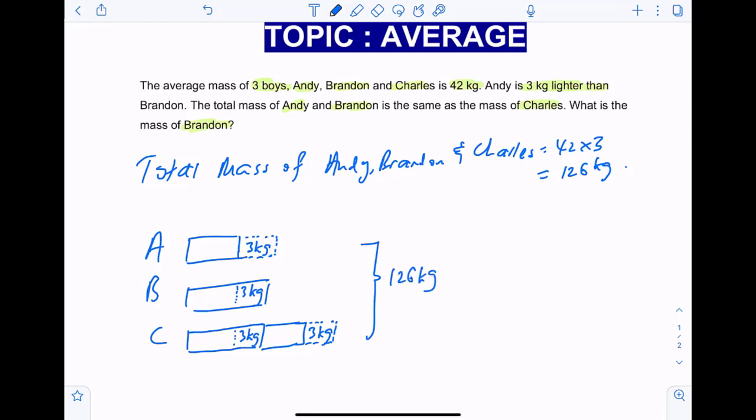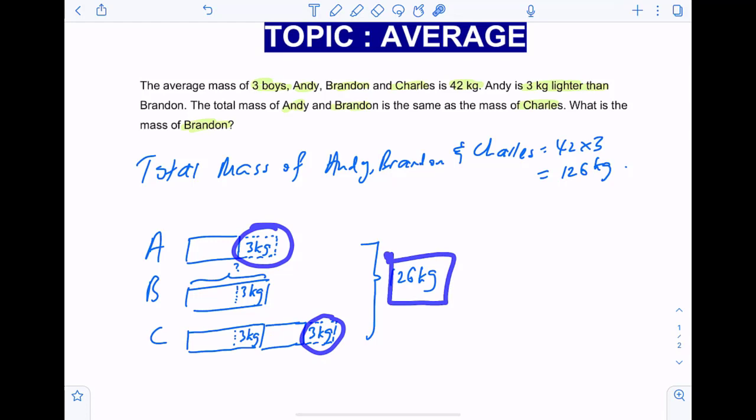Alright? Now, take note. To find the mass of Brandon, we will take this as 1 unit. Right? Now, if this is 1 unit, Andy's will not be 1 unit. He will be 3 kgs lesser than a unit. Same for this part as well at the end. So what we can do is to add 3 kgs, another 3 kg to the total. Okay, why do we do that? So that we get 1 complete unit for Andy, another complete unit for Brandon, another one for Charles over here, and yet another one right here. So in total, 4 complete units.